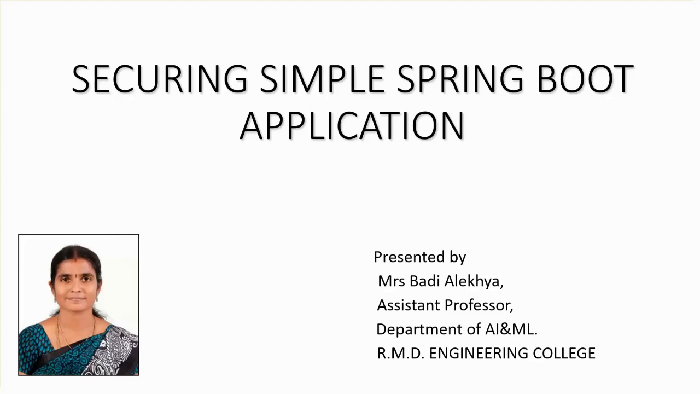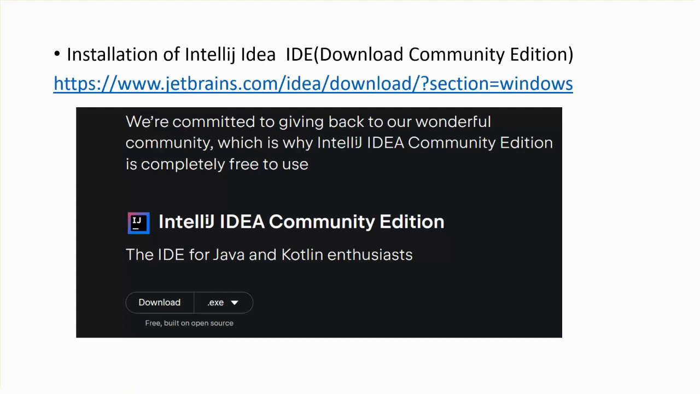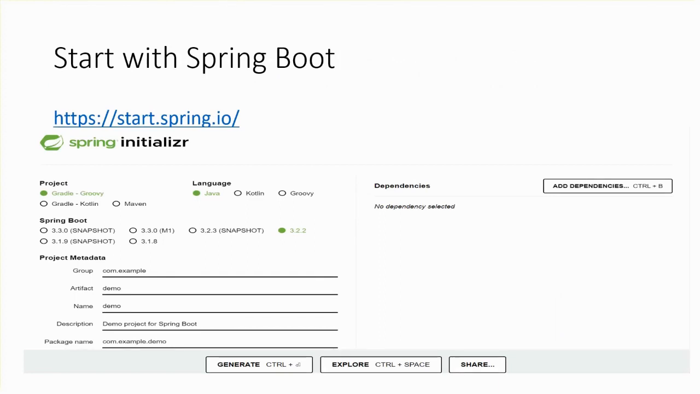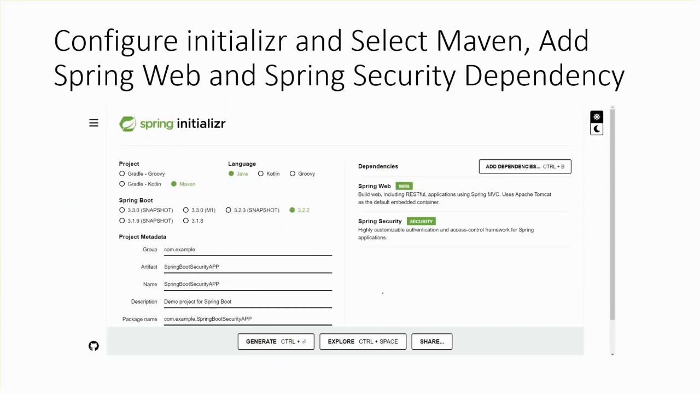Today, we are going to discuss how to provide security for a simple Spring Boot application. In the previous class, we discussed the prerequisites you need to deploy a web application using Spring Boot, and how to work with an intelligent IDE environment. We are also aware of Spring Initializer, used to add the dependencies needed to provide security for a Spring Boot application. So in this way, we have configured the initializer. We have to select Maven and add the dependencies Spring Web and Spring Security.